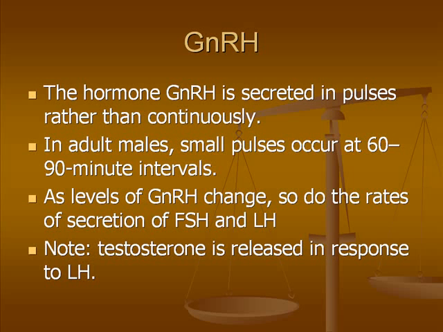Let's talk a little bit about the hormones quickly. Gonadotrophin-releasing hormone is secreted in pulses rather than continuously. In adult males, small pulses occur at 60 to 90-minute intervals. As the levels of gonadotrophin-releasing hormone change, so does the rate of secretion of follicle-stimulating and luteinizing hormone, which only makes sense. We only get follicle-stimulating and luteinizing hormone when we get gonadotrophin-releasing hormone secreted. Testosterone is released in response to luteinizing hormone, as I showed you in the illustration before.